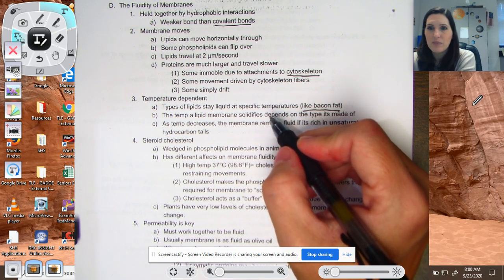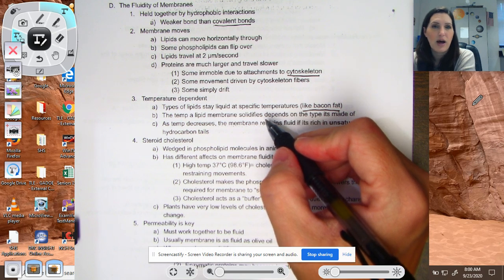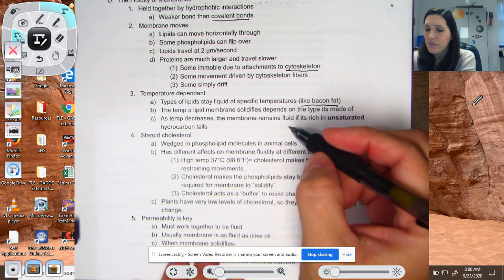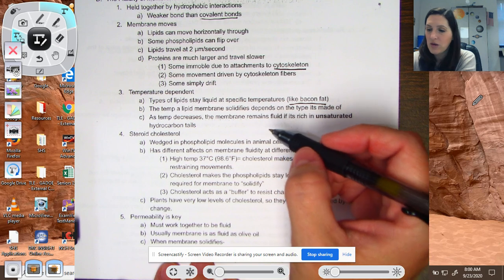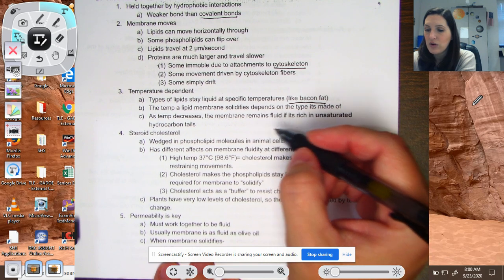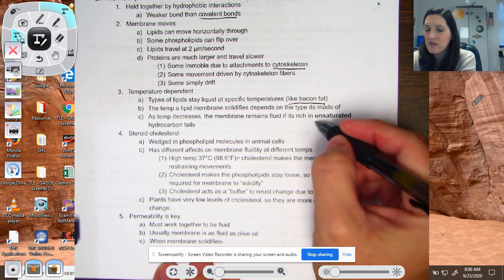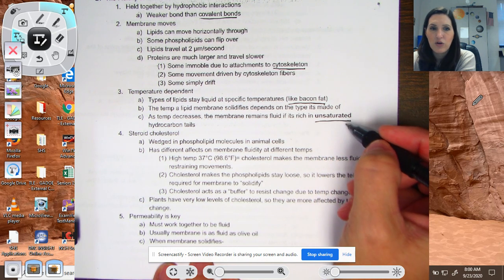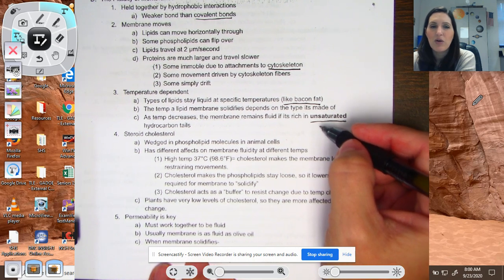It depends on the species of what temperature it can handle, but you don't need your lipids in your phospholipid bilayer to become solid. You would die. It would stop movement from moving in and out. So they have to remain liquid at specific temperatures. So as temperature decreases, the membrane remains fluid if it's rich in unsaturated fat. So again, the good fat that we have helps it create that looseness, even though it might not be in the right temperature.